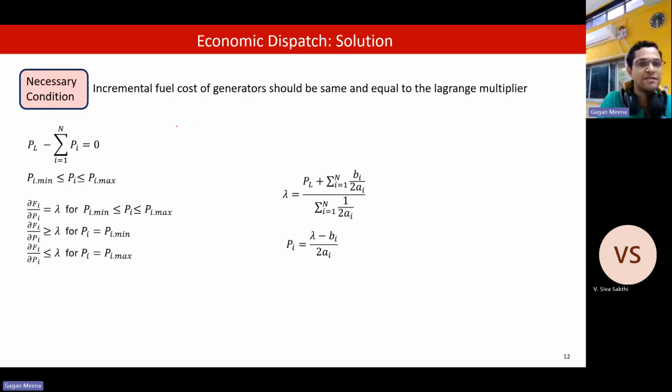So our cost function was this, the summation of Fi(Pi). The Lagrangian is the summation of the objective function plus lambda times the constraint. So here this is the constraint: PL minus the summation of Pi.